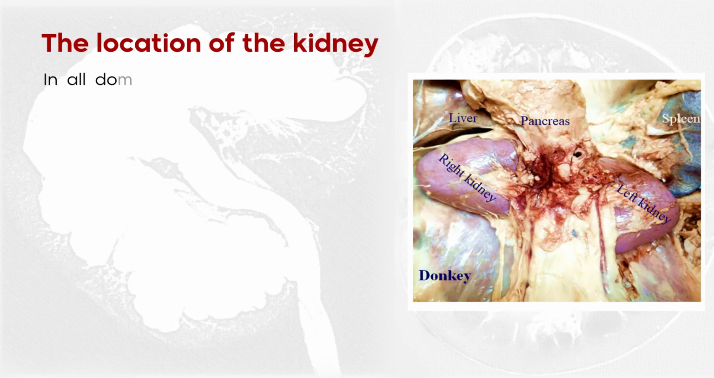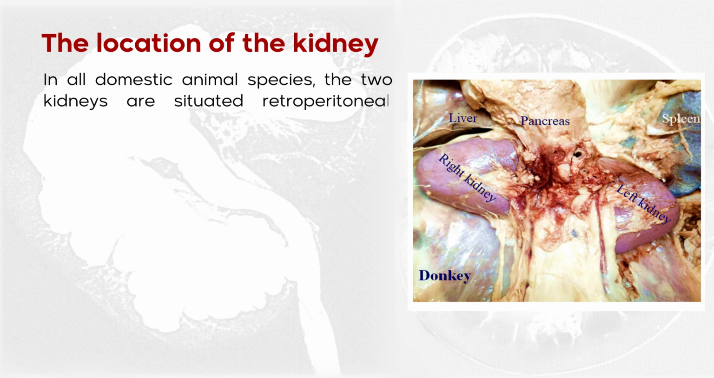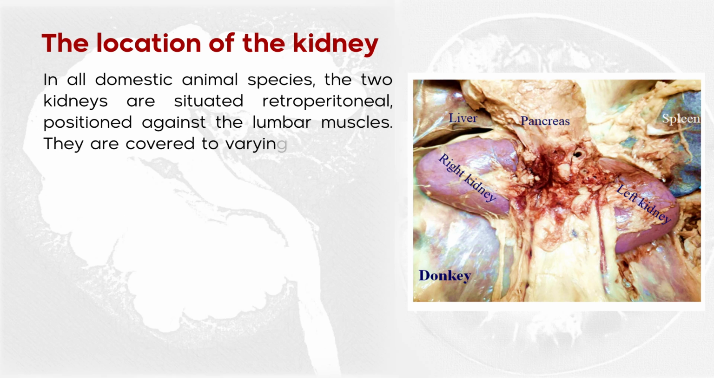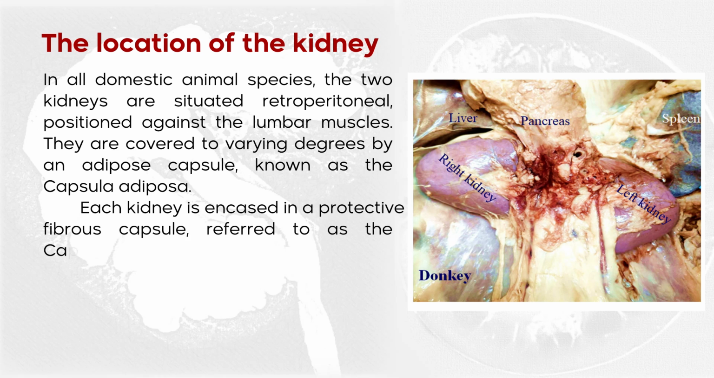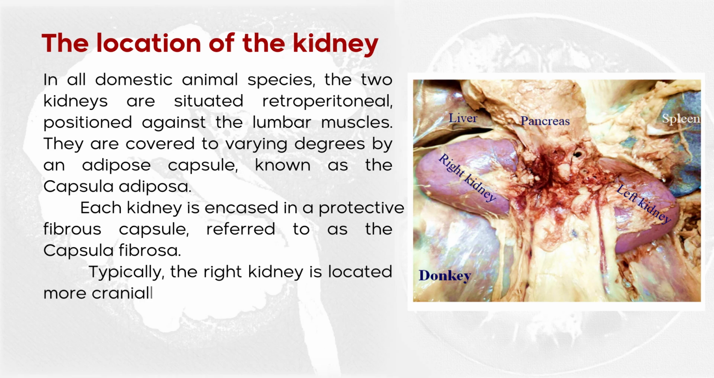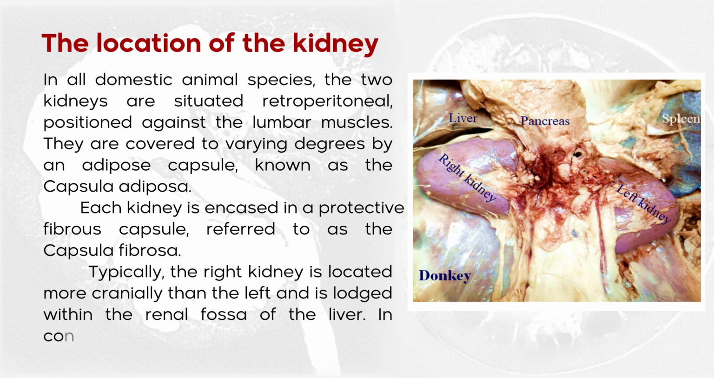The location of the kidney. In all domestic animal species, the two kidneys are situated retroperitoneally, positioned against the lumbar muscles. They are covered to varying degrees by an adipose capsule, known as the capsula adiposa. Each kidney is encased in a protective fibrous capsule, referred to as the capsula fibrosa. Typically, the right kidney is located more cranially than the left and is lodged within the renal fossa of the liver. In contrast, the left kidney tends to be more mobile.